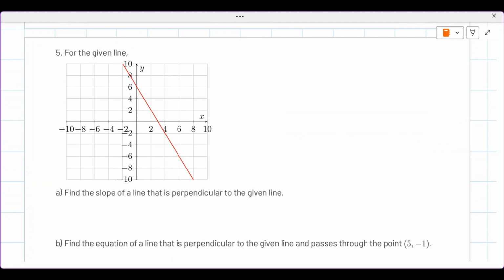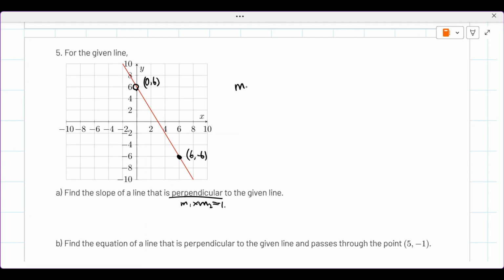So first of all, let's find the slope of a line that is perpendicular to the given line. Perpendicular means that m1 times m2 is equal to -1. So I need to first find the slope of the given line. I have two visible points on this line. It seems like it's going to be (3, 0) as my x-intercept, but I'm not certain, so let's find another point. This point looks handy. That's (6, -6).